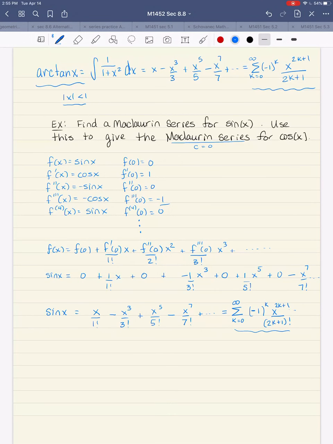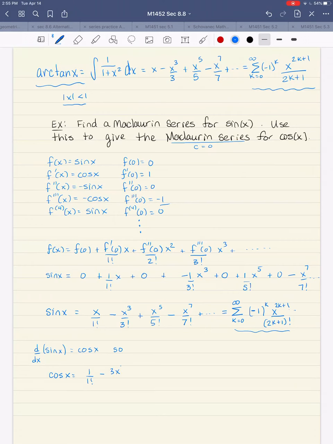Let's see, do I have room here? Yeah, I think I can find the power series for the cosine of x. The cosine of x is found by taking the derivative of the sine of x. Also, I could have integrated, but then I would have to worry about the negative. So, to get the power series for the cosine of x, I take the derivative, term by term.